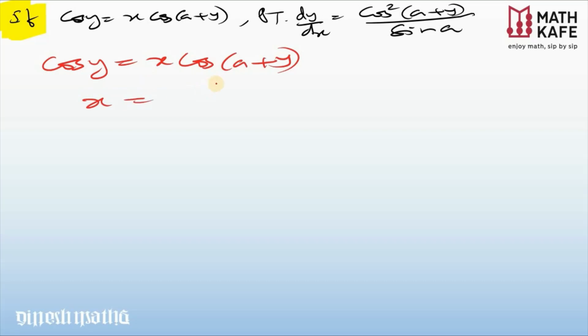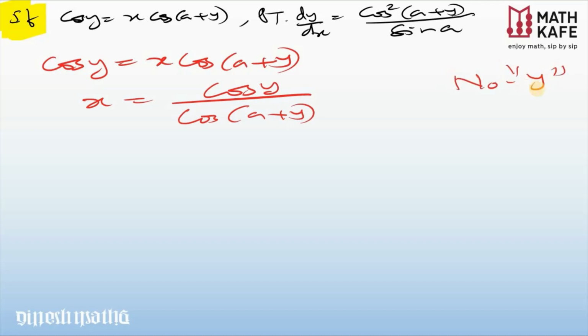Here I will write x is equal to cos y by cos of a plus y. My strategy is that here the number of y terms is much larger than x. Instead of writing many dy by dx, I will differentiate this expression with respect to y to make it easier. Repeat, here I have more y terms and very few x terms. That is why I am proceeding in that way.